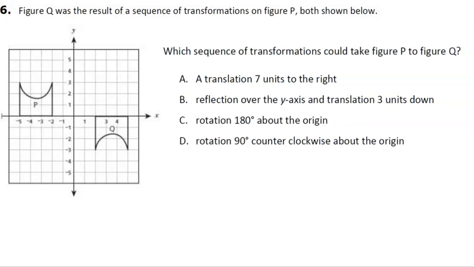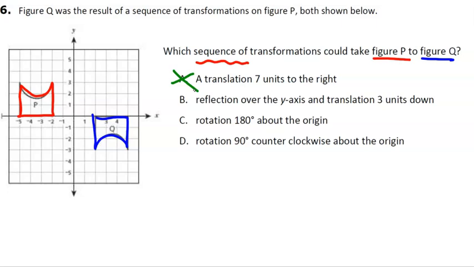Question number 6, again, asks us about a sequence of transformations. They want to know what we could do in order to take figure P, which is here in red, and get it onto figure Q, which is here in blue. So if we take a translation, that means we're going to slide the object and it will be facing the same direction, which is not what happened here. So A is not possible.